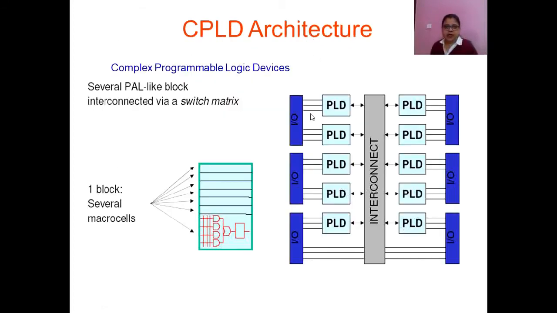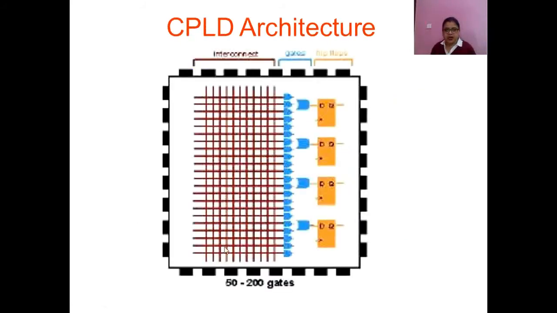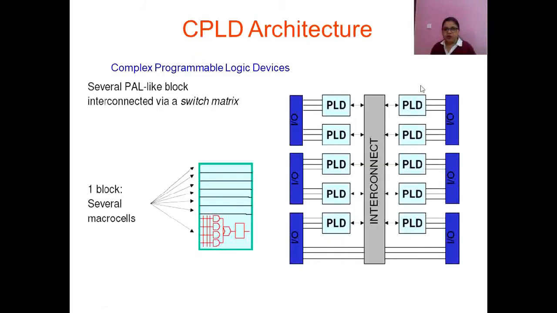See, it is like this. Several PAL-like blocks interconnected via a switch matrix. See, these are your PLDs. In between, we have an interconnect, and then we have IO blocks, means input-output blocks. And inside one block, we have several macro cells, and each macro cell has this architecture in it. So you can see what a wide structure we are getting, and how many features can be implemented or programmed into it. And it has a very simple structure also. It has a repetitive type of structure.